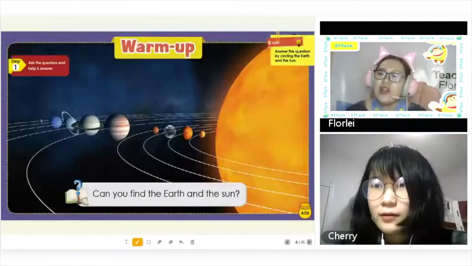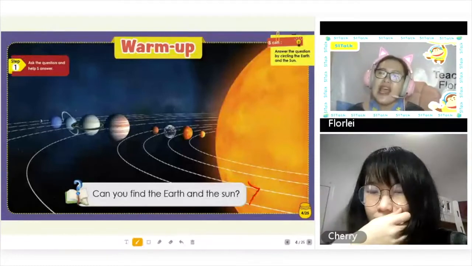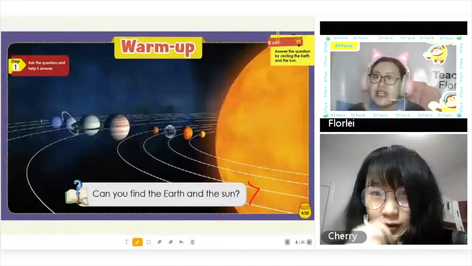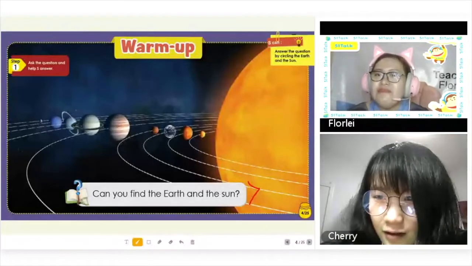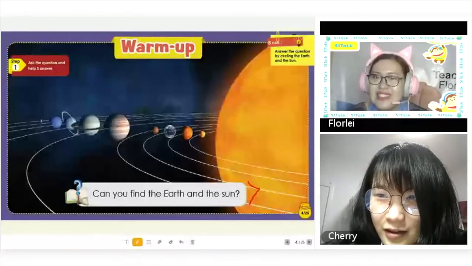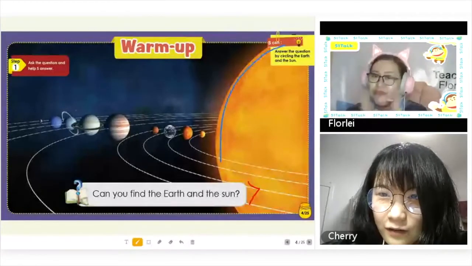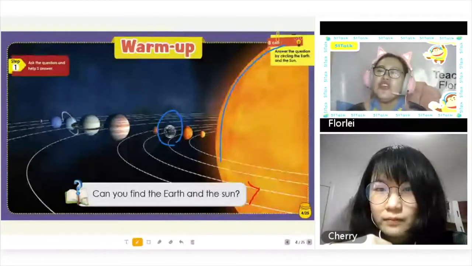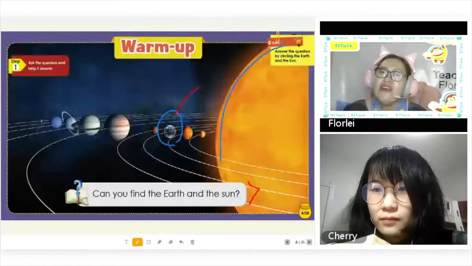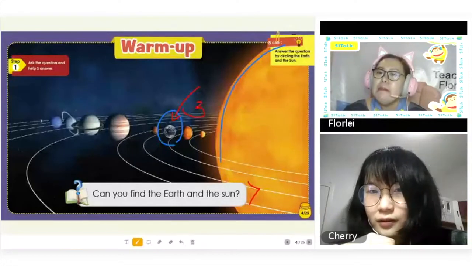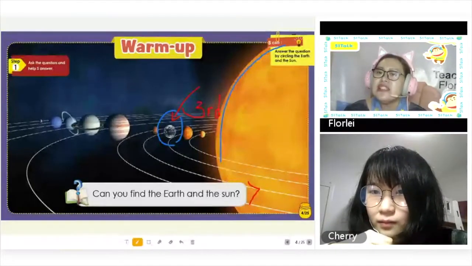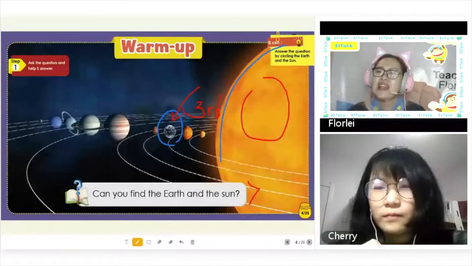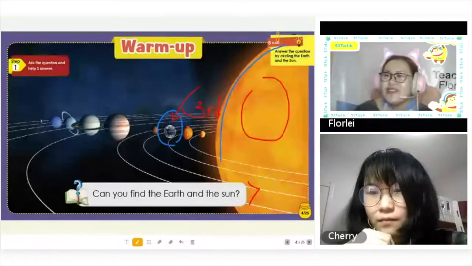Okay, we have a question here which I would like you to answer. Can you find the earth and the sun in the picture? Please circle your answer. This, the biggest, is the sun, and this is the earth. Okay, thank you very much, Cherry. You are correct. The Earth is the third planet in the solar system, and this yellow thing right here is the sun. Okay, let's go to the next page.